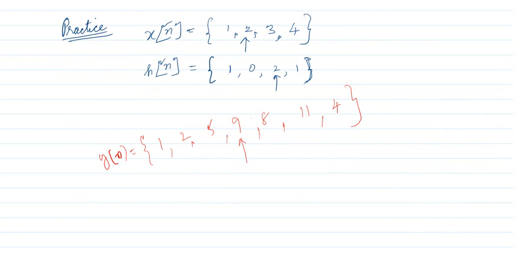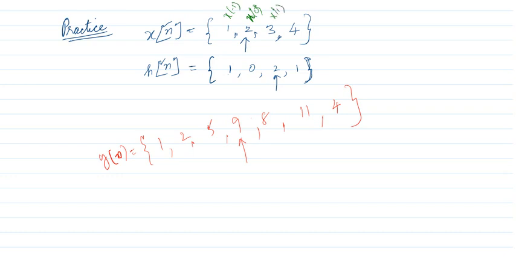This is the input 1, 2, 3, 4. This is the impulse response 1, 0, 2, and 1. So this is your x of 0. This is your h of 0. So what will be the range of the output? This is your x of 0. This is minus 1. This is your 1.